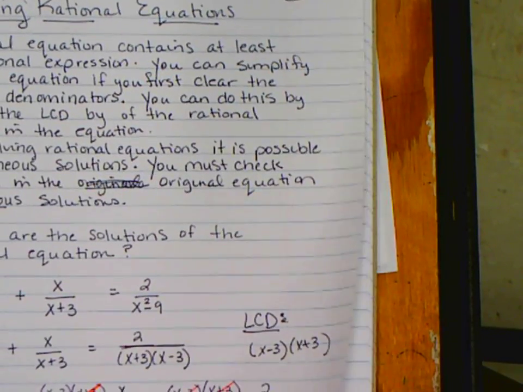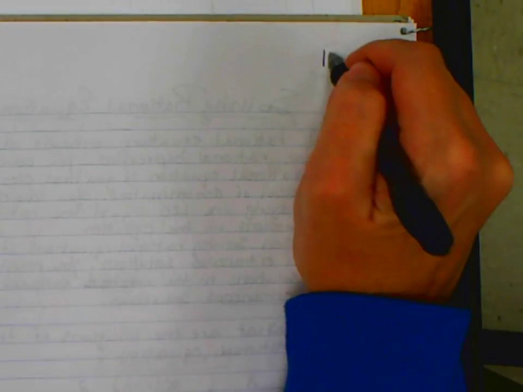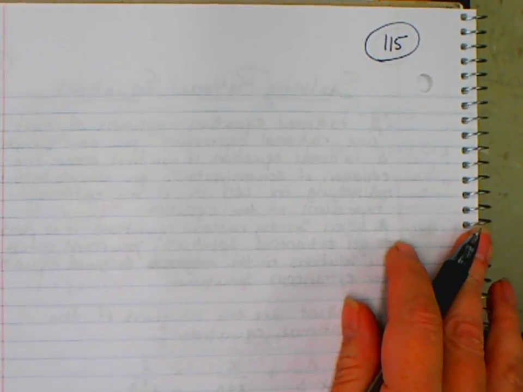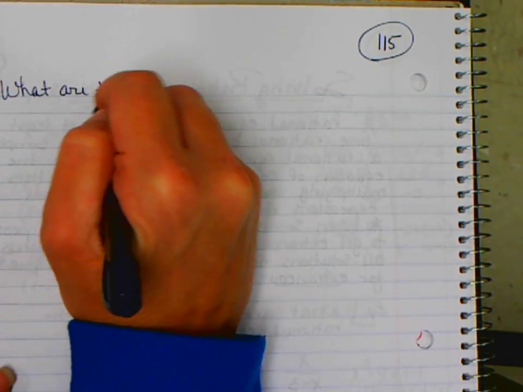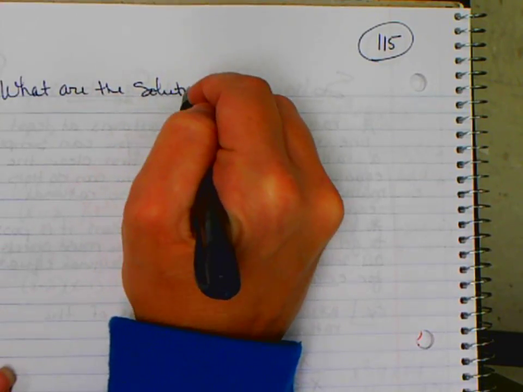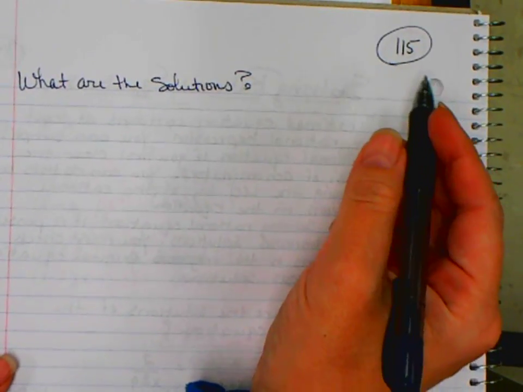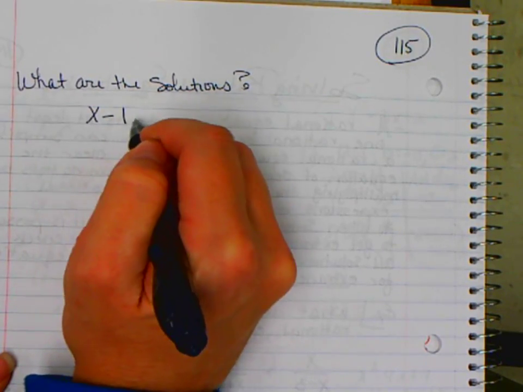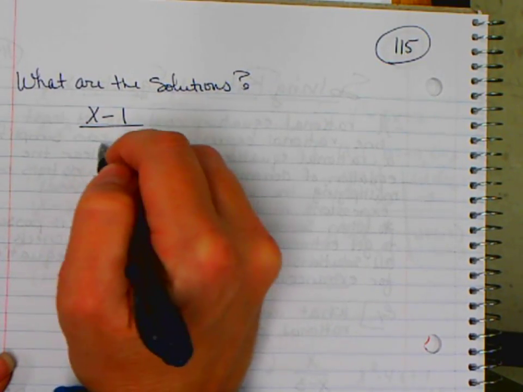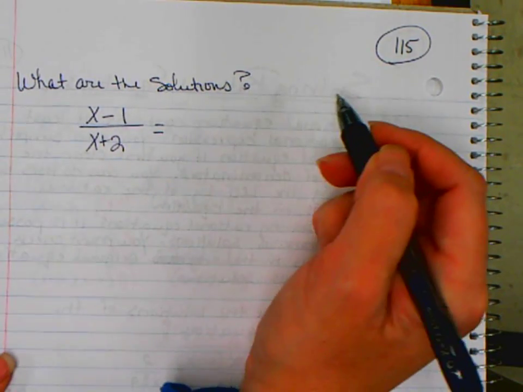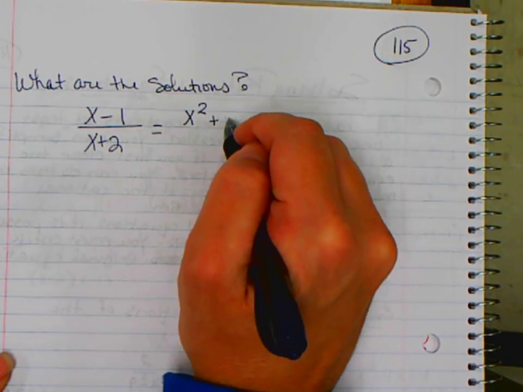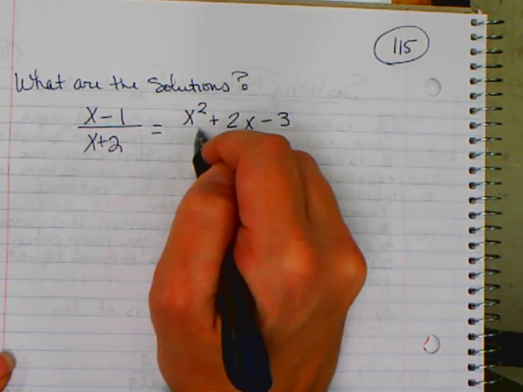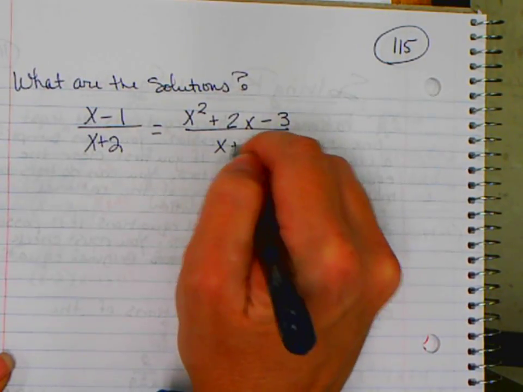All right, page 115. X minus 1 over x plus 2 equals x squared plus 2x minus 3 divided by x plus 2.